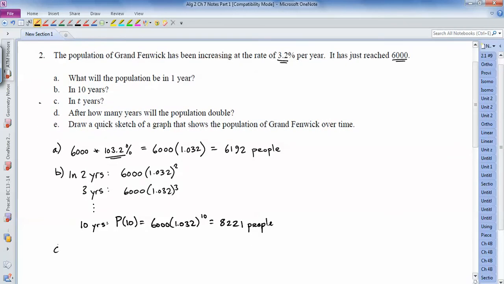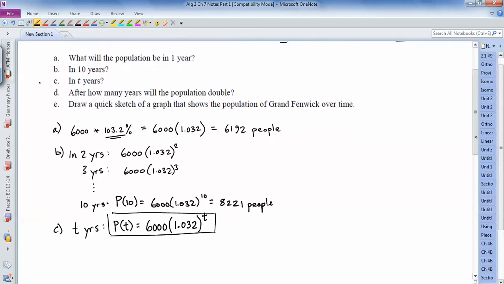Next one is in T years. Well, we know that for something that grows according to a certain percentage rate every year, then you take the initial value, 6,000, and then you have the 100%, which is 1 in decimal form, and then we're going to add to it the 3.2%, and then we just need to multiply it by 103.2% over and over and over again for however many times we grow by that rate, so to the t. So here's our general formula for it, right there.